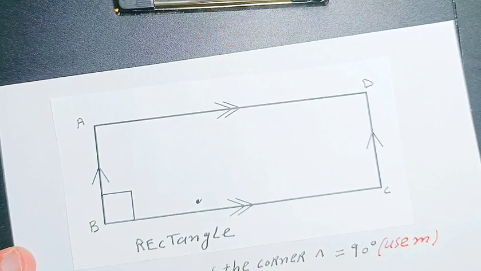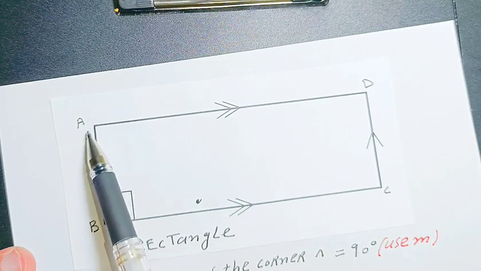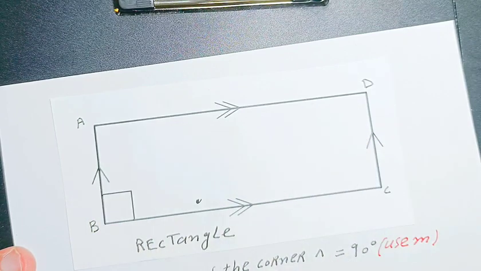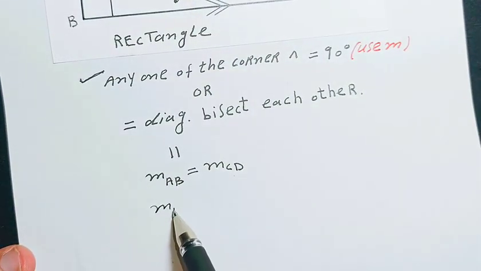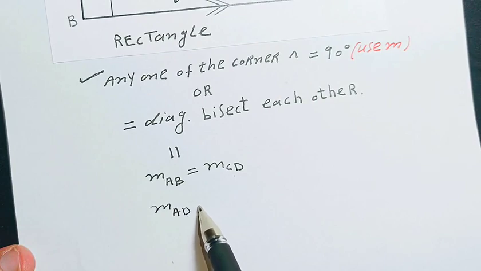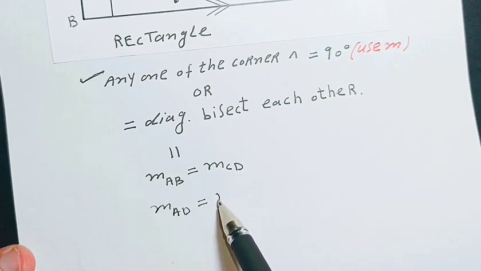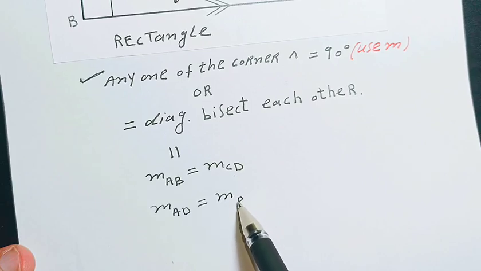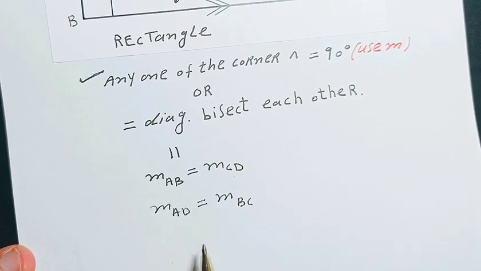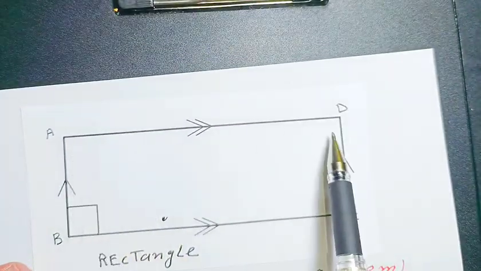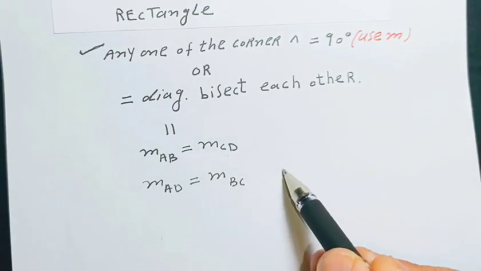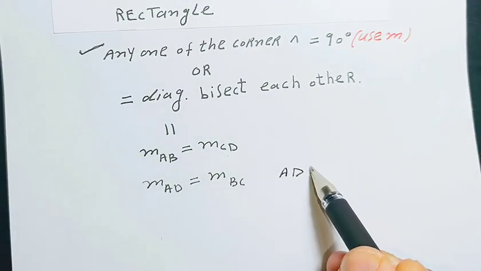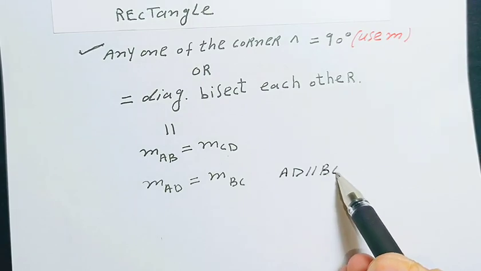If both gradients are equal, then we can say both lines are parallel. And if you want to prove AD is parallel to BC, then we're going to say m_AD must be equal to m_BC. So we need to prove the gradient of AD must be equal to the gradient of BC. Then we can say AD is parallel to BC.